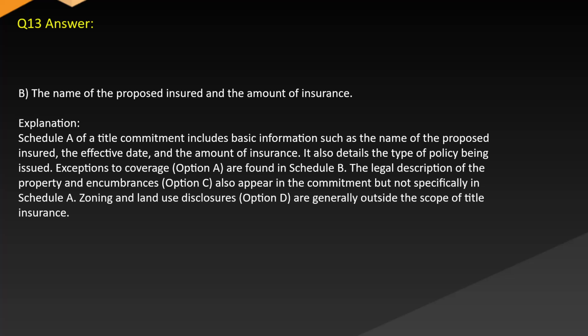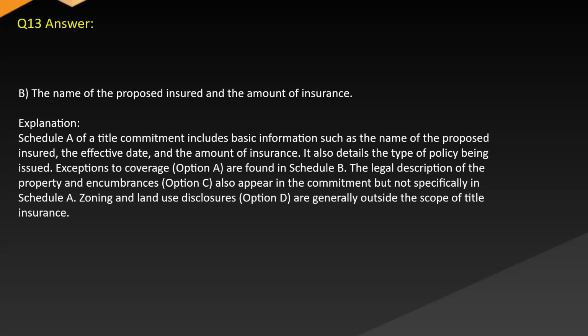Answer: B. The name of the proposed insured and the amount of insurance. Explanation: Schedule A. A title commitment includes basic information such as the name of the proposed insured, the effective date, and the amount of insurance. It also details the type of policy being issued.